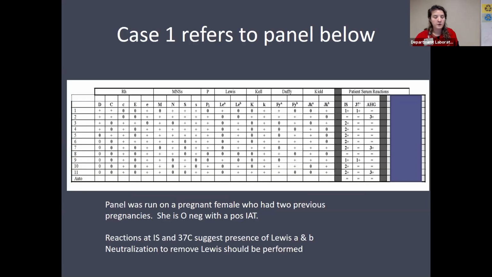All right, assignment 2, you have a panel and you're given some information, okay? So you're given a little patient history here. This panel was run on a pregnant female. She had 2 previous pregnancies. What does that tell us? She's been exposed to foreign antigens. She has the potential for antibodies, okay? IgG antibodies, all right? She's O negative and her IAT screen was positive, hence we're doing her panel, okay?